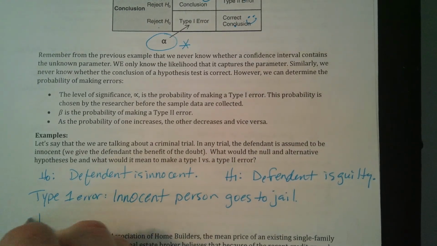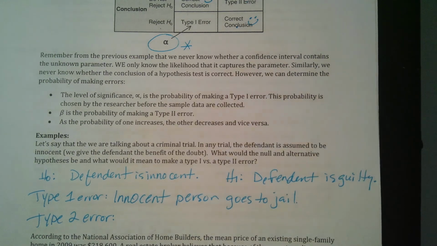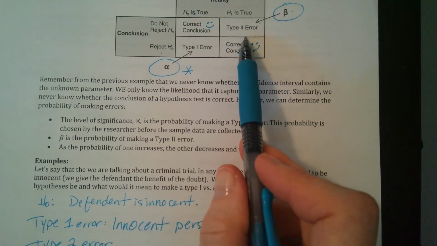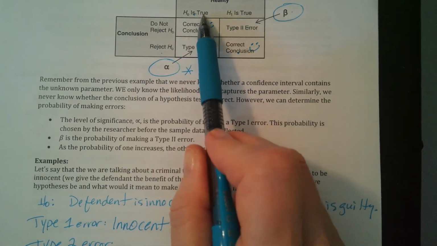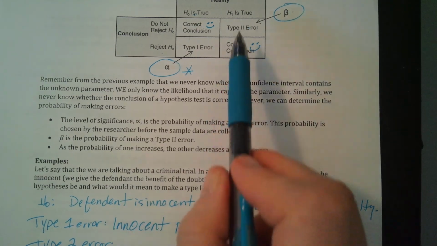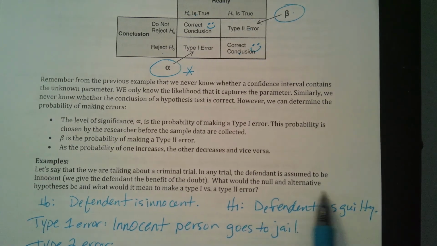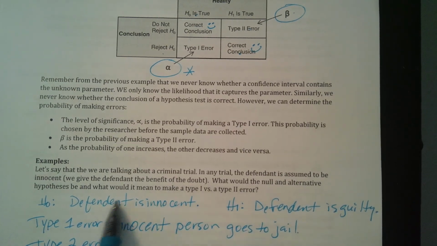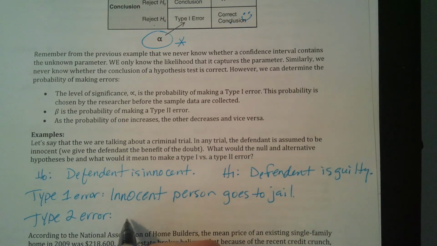How about a type 2 error? What would happen if we make a type 2 error in the court? A type 2 error would be made if you conclude to not reject the null hypothesis. In other words, we're not rejecting this when in fact the alternate was true. So in fact the defendant is guilty, but we're concluding that the defendant is actually innocent. So you're setting this guilty person free.